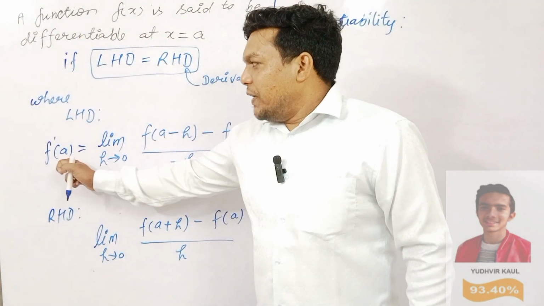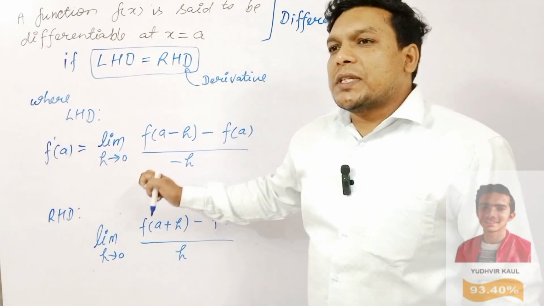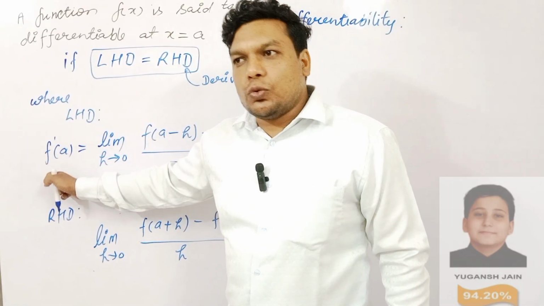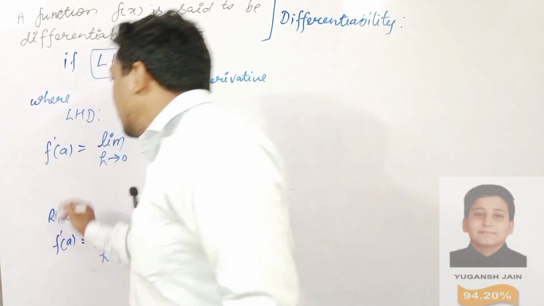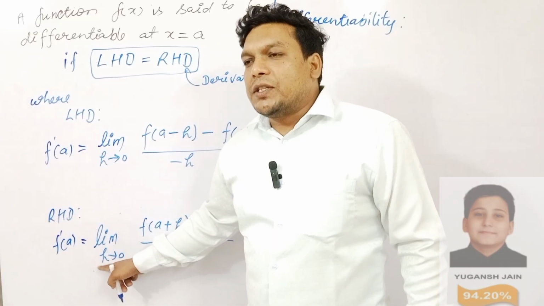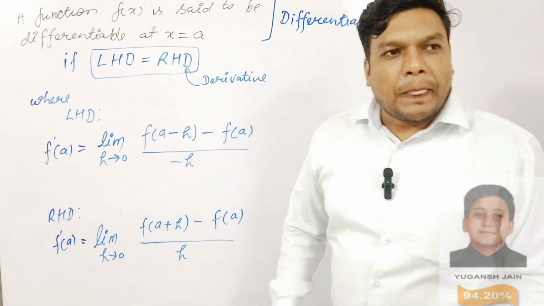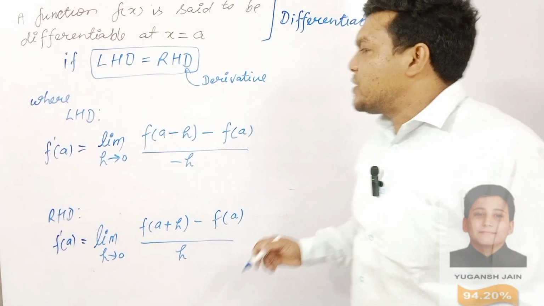It means the derivative of the function at x equals a, or you can also say that this is the slope of the tangent on the curve at x equals a, and this is also f dash a. But this derivative is from the left and this derivative is from the right. And we say that the function is differentiable if LHD equals RHD. Now try to understand what it represents.